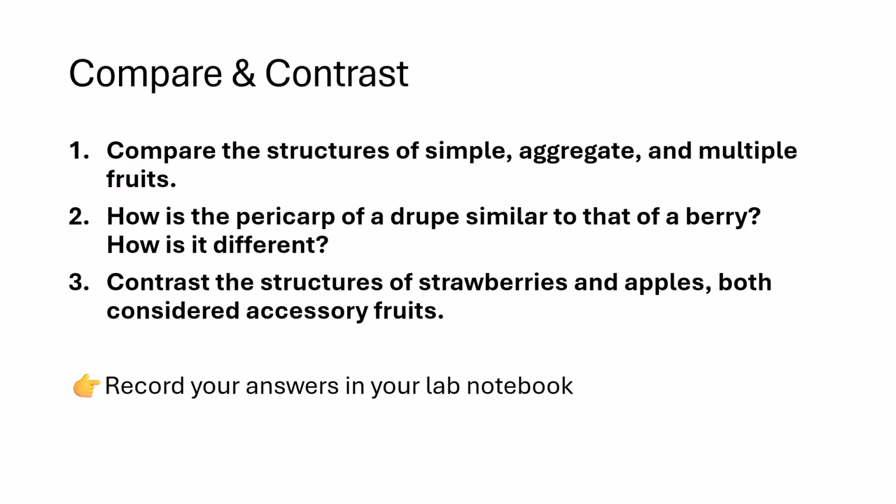Now compare the fruits you examined. First, consider how simple, aggregate, and multiple fruits differ in their origin. Think about whether they develop from one ovary, multiple ovaries on one flower, or ovaries from multiple flowers. Next, compare the pericarp of a drupe and a berry. Both have fleshy tissues, but drupes contain a hard endocarp while berries have a fully fleshy pericarp. Finally, compare strawberries and apples. Both are accessory fruits, but the tissues contributing to their structure differ.